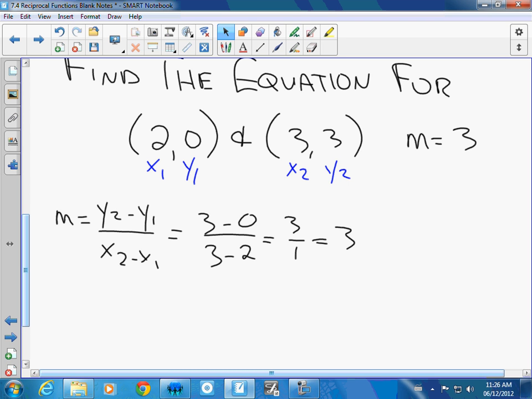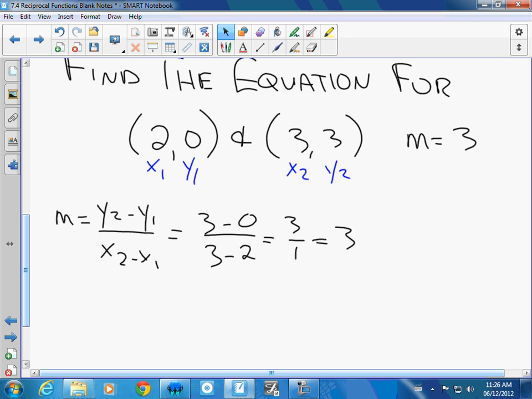Okay, now you know the slope. What's the other piece that we're missing? The y-intercept. So do we know an x and y value already? We have a 2 and a 0, that's one set, or could we use the 3 and the 3? Does it make any difference which one you use? No, it makes no difference whatsoever.